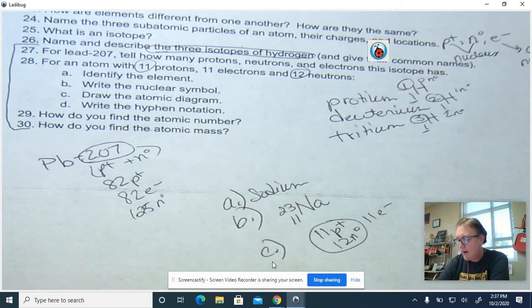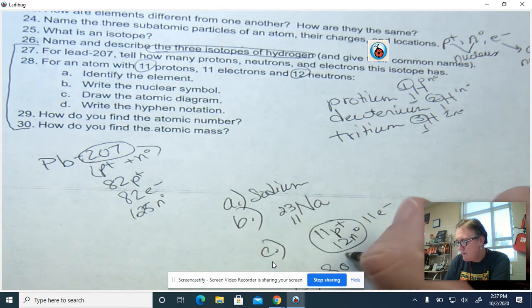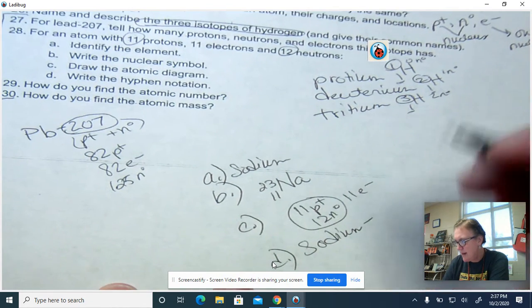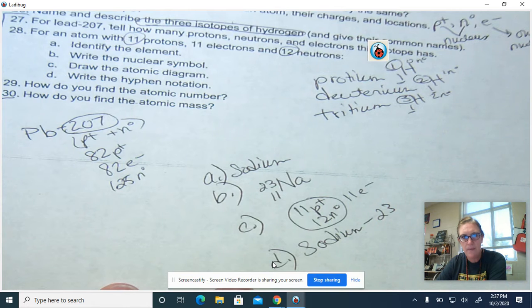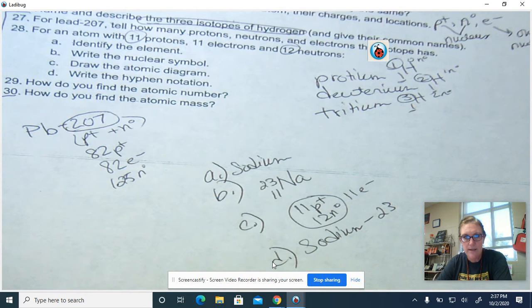Okay. And then write the hyphen notation. Hyphen notation is just the name. So sodium, hyphen, and then the mass, which we said is 23. So sodium dash 23. And then 29, how do you find atomic number? That's just proton number. Atomic number means protons. And then atomic mass, it's the protons plus the neutrons. That's what we're going to do for this mass.